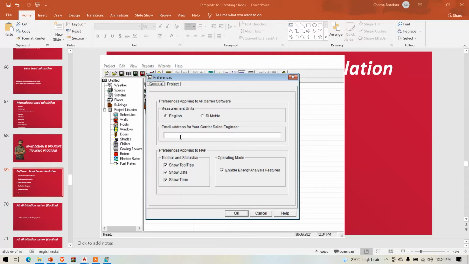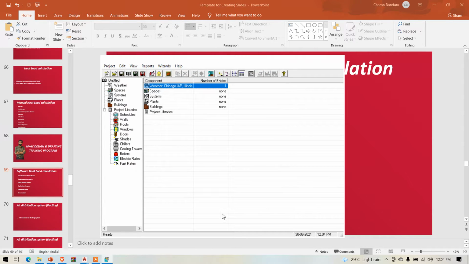And if you want to provide any software, you can provide the email ID. This email ID we can provide over here, and here they are giving it in a show date and show time. So in the resulting sheets, if you don't want to print the time and date, you can turn off this one. If you want to print it, just keep it checked. If it is checked, then when you print the resulting sheets, you are going to get the time and day at which you printed the results.